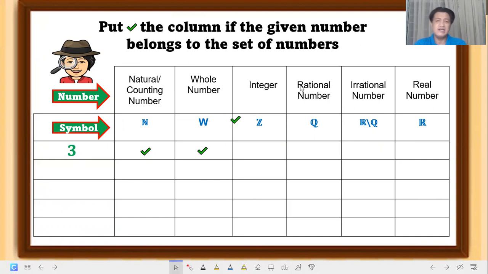Integer ba siya? Yes. Rational number ba siya? Yes. Irrational? No. Real number? Yes. Okay, di ba? Let's put check together, except sa irrational. What about this?